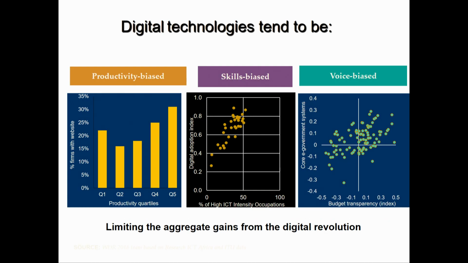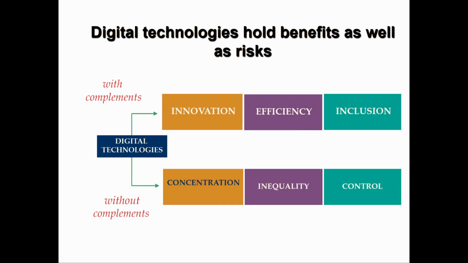So this could be because of productivity bias, because of a skills bias, or because of voice bias. But we need to find solutions to that, and find ways in which we can optimize from that disruption that we want to create with these technologies. So here is where the concept of complements that I referred to in the morning plays a role. And that's where we need to be prepared to make these technologies feasible.